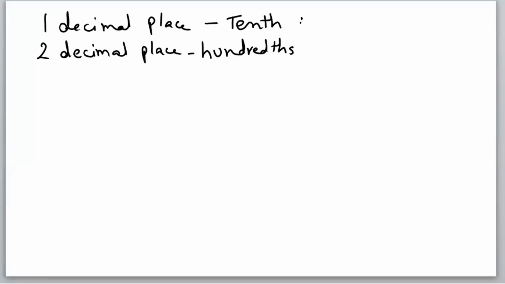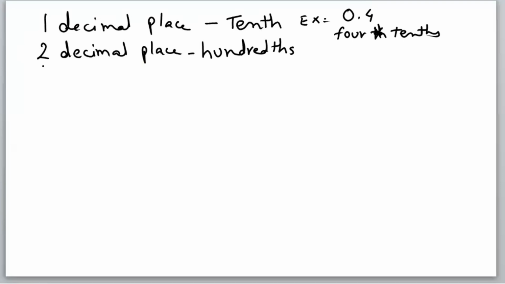Okay? For example, if it is 0.4, then how will you write it in word form? It will be 4. There is one decimal place, so it will be tenths. You have to write 4 tenths. If it has one decimal place, then simply write the digit that is there, and then just add tenths.